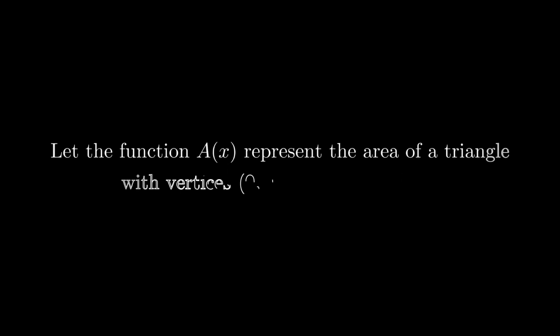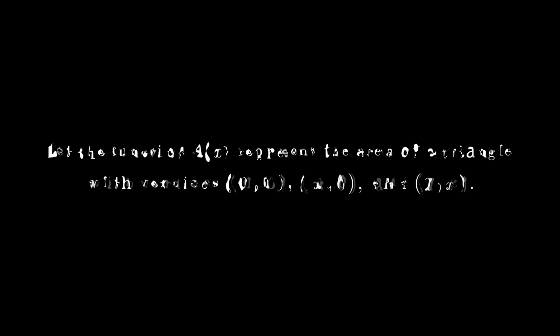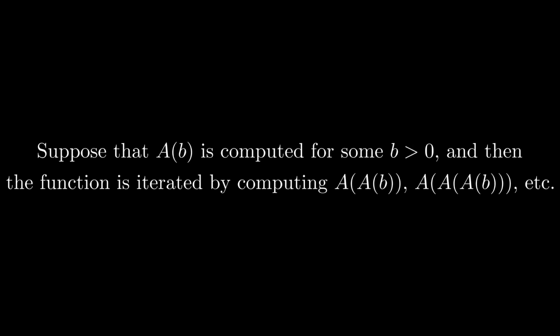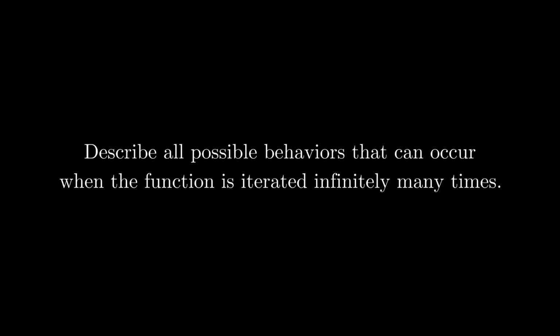Let the function a of x represent the area of a triangle with vertices (0, 0), (x, 0), and (x, x). Suppose that a of b is computed for some b greater than 0, and then the function is iterated by computing a of b, a of a of b, etc. Describe all possible behaviors that can occur when the function is iterated infinitely many times.